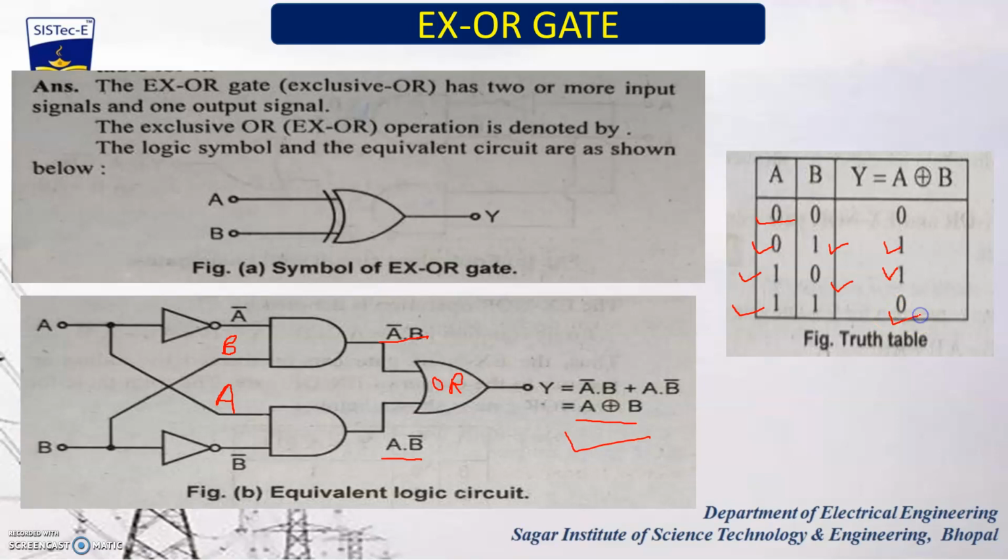Means you can see here, in the first case, when both bits are low, the output will be low, and in the last case, when both inputs are high, in that case also the output will be low. Means the exclusive OR gate gives a high output only in the case when one bit is low and the other one is high. So this is called the exclusive OR gate operation.